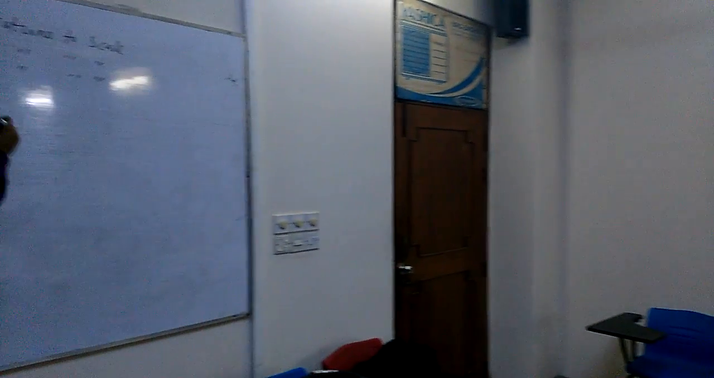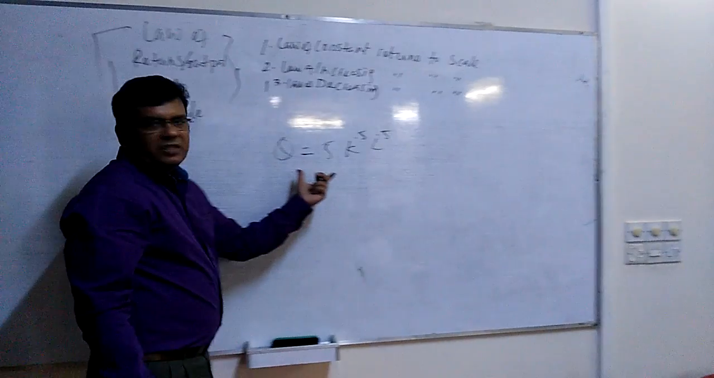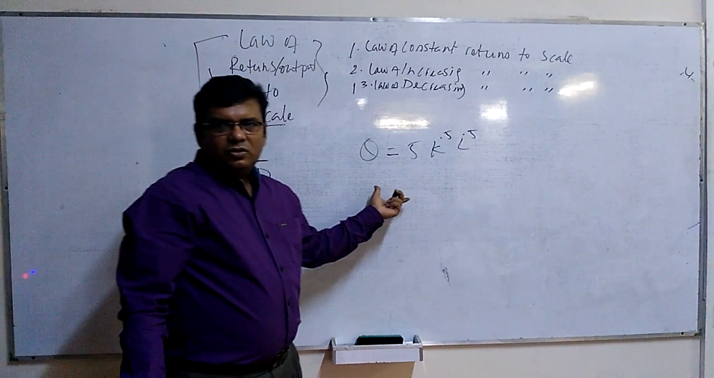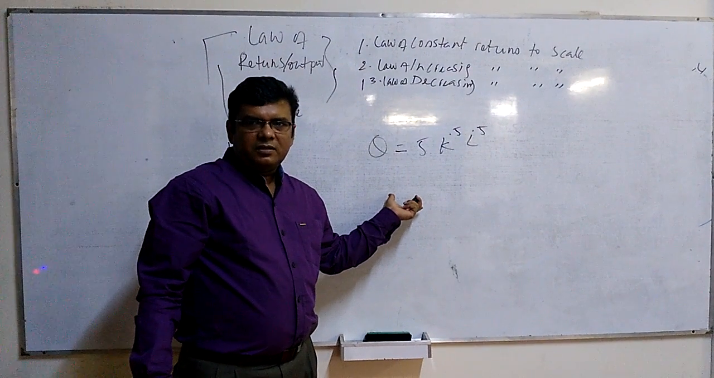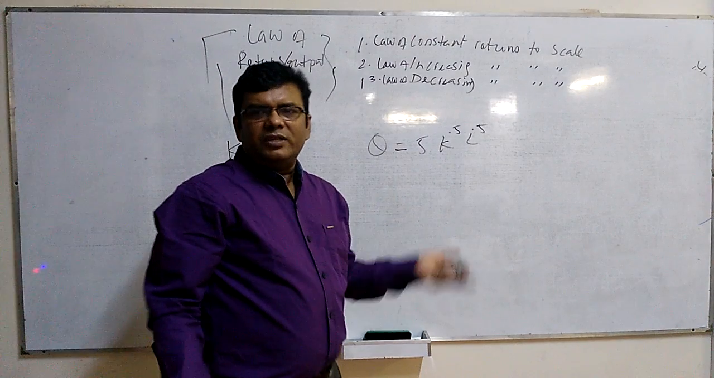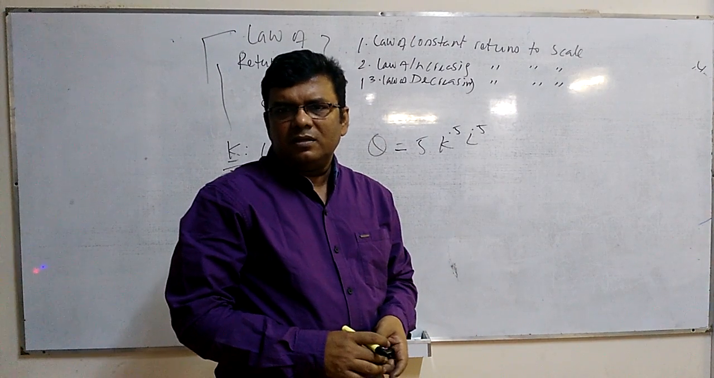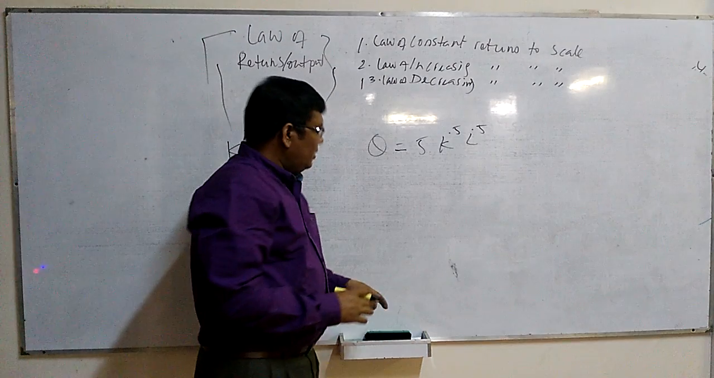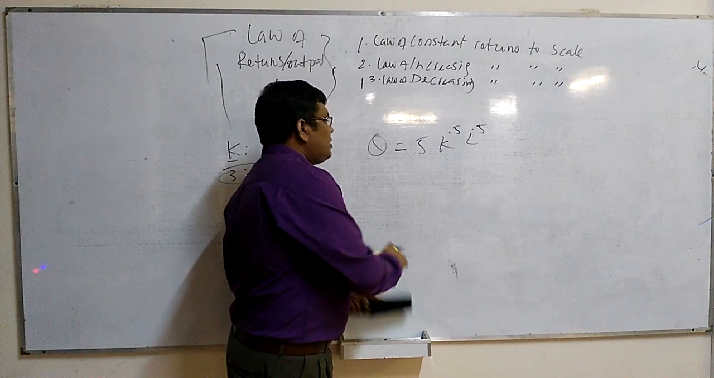For example, if you have Q equal to 5, K to the power 0.5, L to the power 0.5. This is a production function. So you know the production function. Did you discuss the production function? Okay, so we talked about the production function.